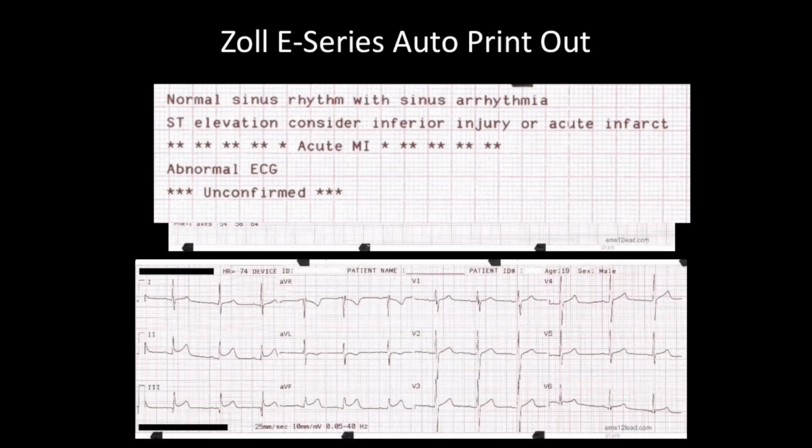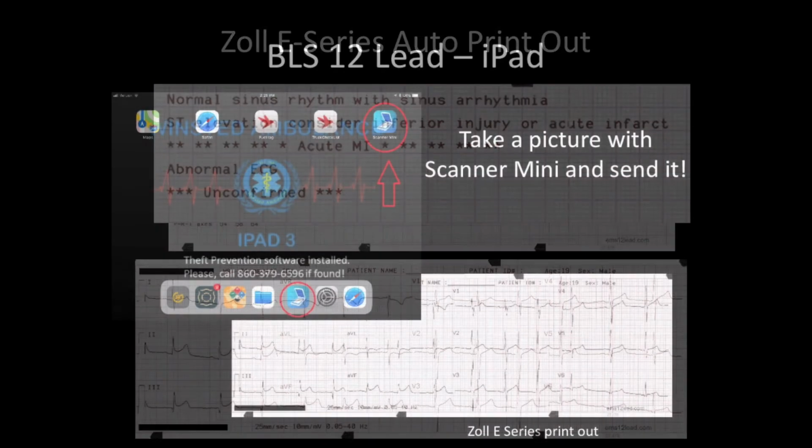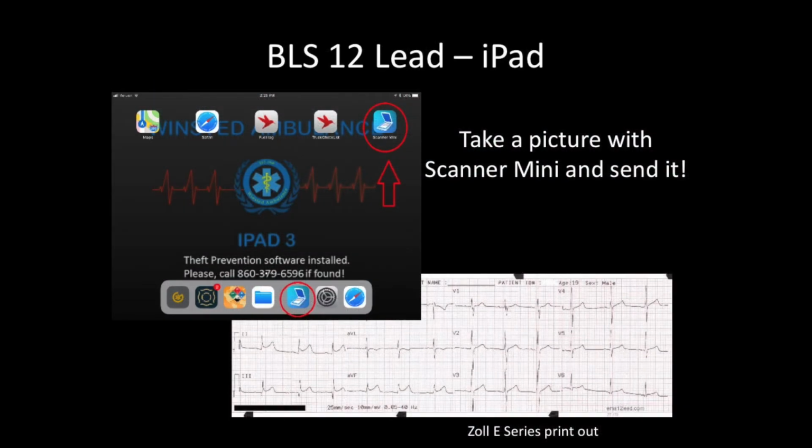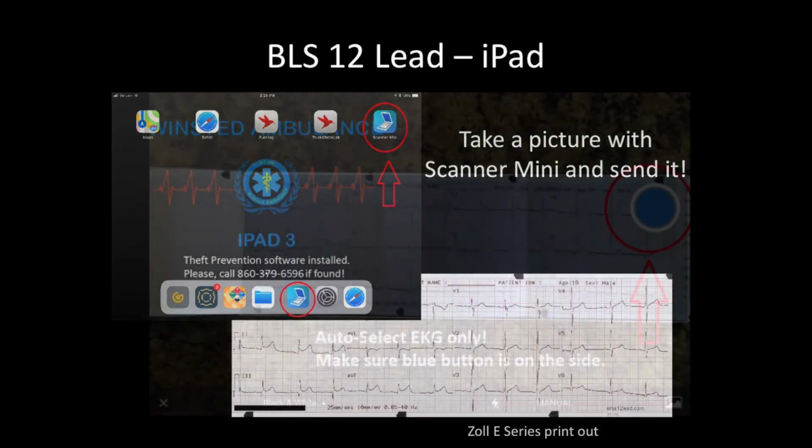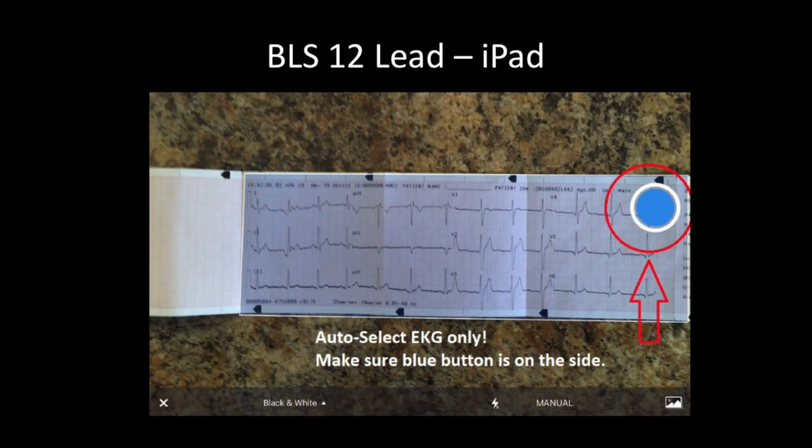Okay, so once we have printed out that EKG, we're going to use an app on the iPad called Scanner Mini. We're going to take a picture. It has this auto-selection bluish area that should line up around just the strip, not the interpretation, not the wording, just the squiggly lines. That's all you're taking a picture of, because it goes to a doctor, and they should be able to know what this means. So, click the button, take the picture.